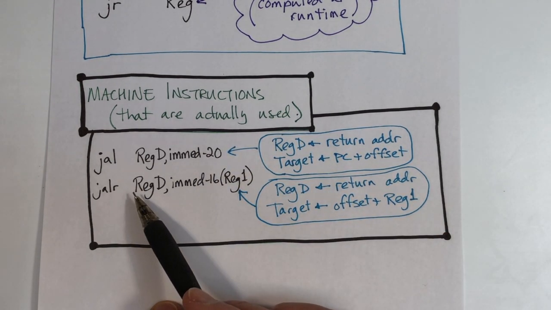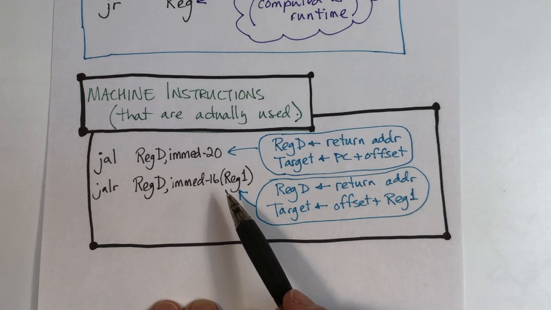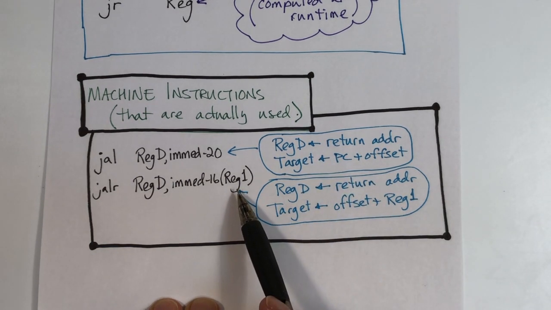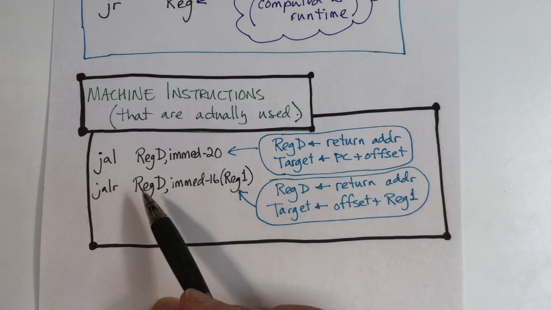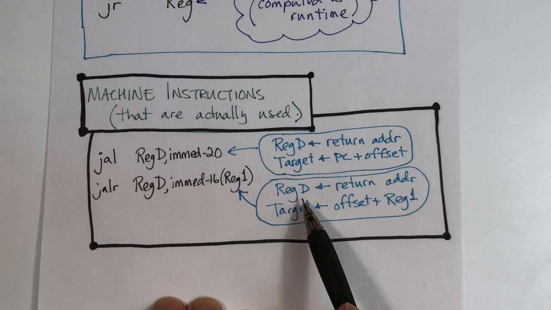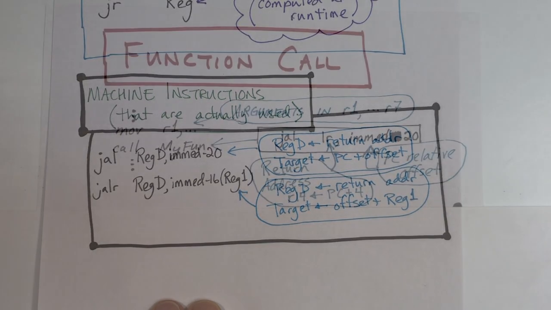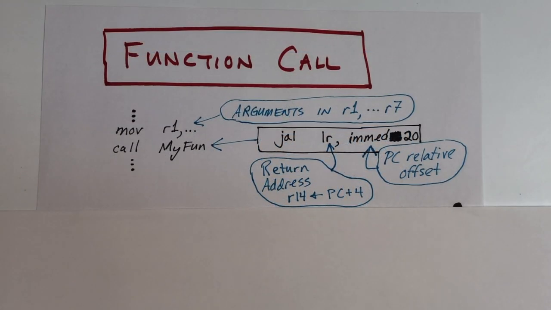Jump and link register is a little bit different. It's essentially the same thing, but instead of adding the offset to the program counter, it's added to the contents of an arbitrary register, and that's part of the instruction. But again, the return address can be saved in register D. If it's not needed, then the programmer or the assembler will just use R0, so the return address will not be saved. Now let's take a look at how function call and return are implemented in the Blitz system.